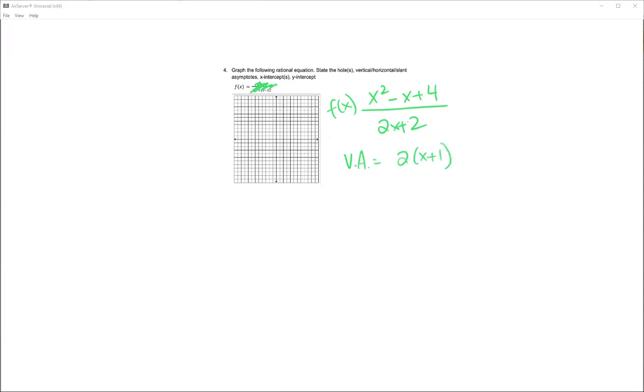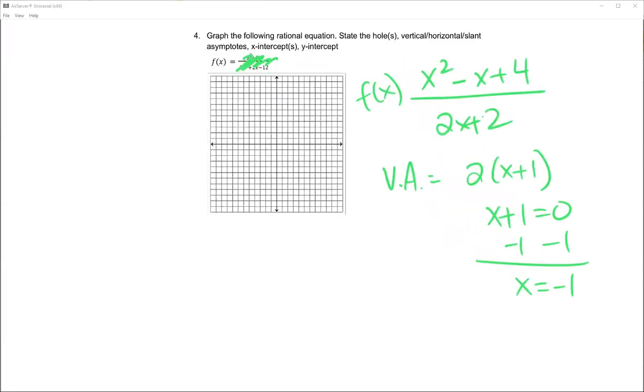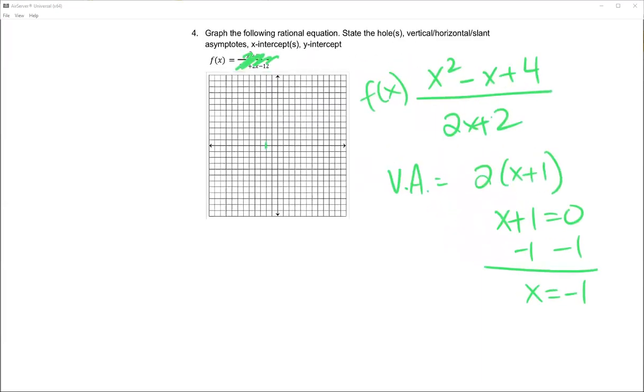You factor out the 2, and you make x plus 1 equal to 0. Subtract 1, so x is equal to -1. So at -1, I'm going to draw these out a little bit better. So this is the y-axis. This is the x-axis. Then at -1, I'm going to have a vertical asymptote go down this way.